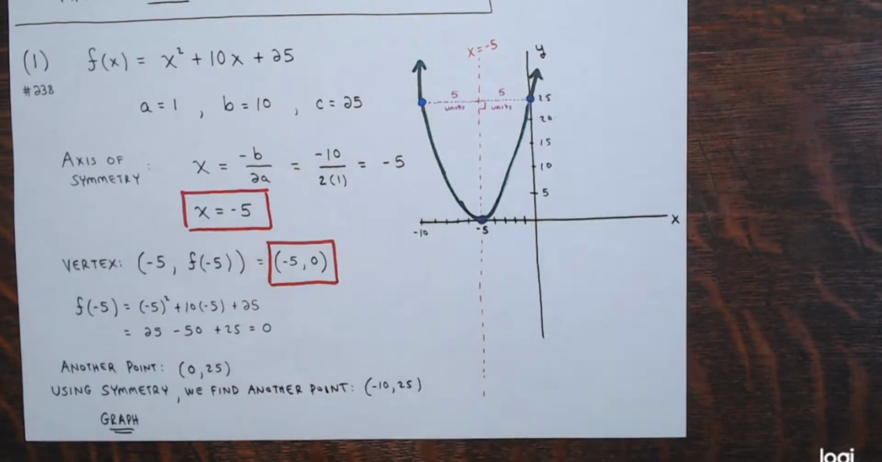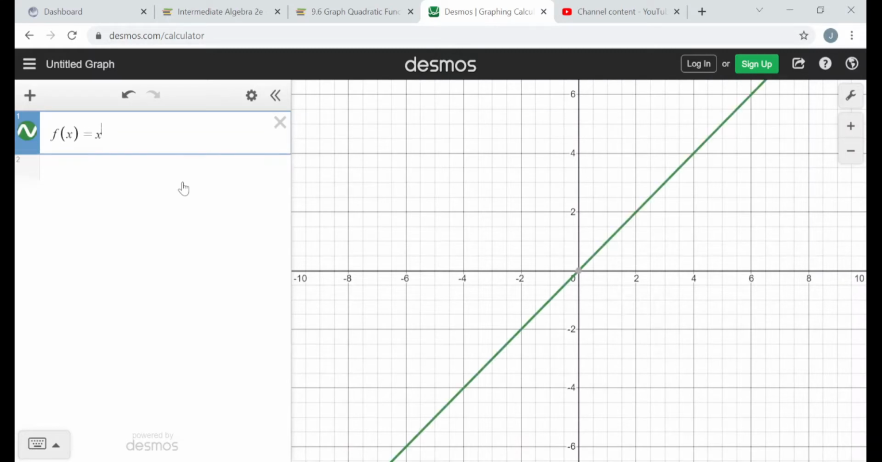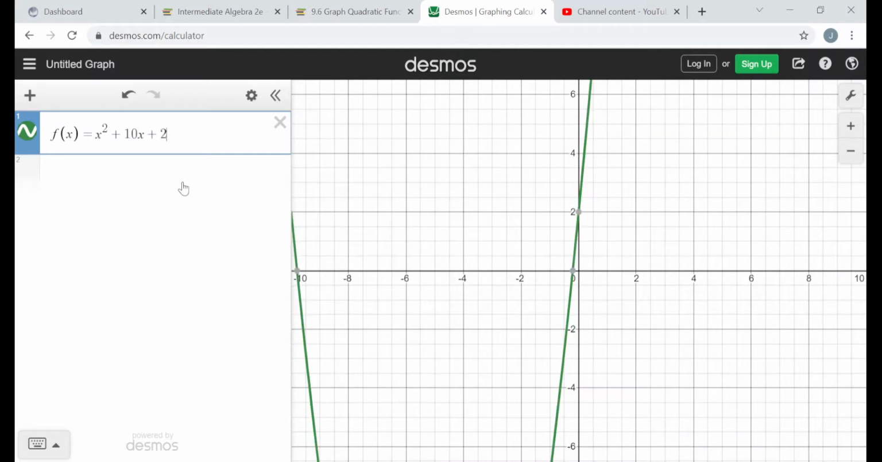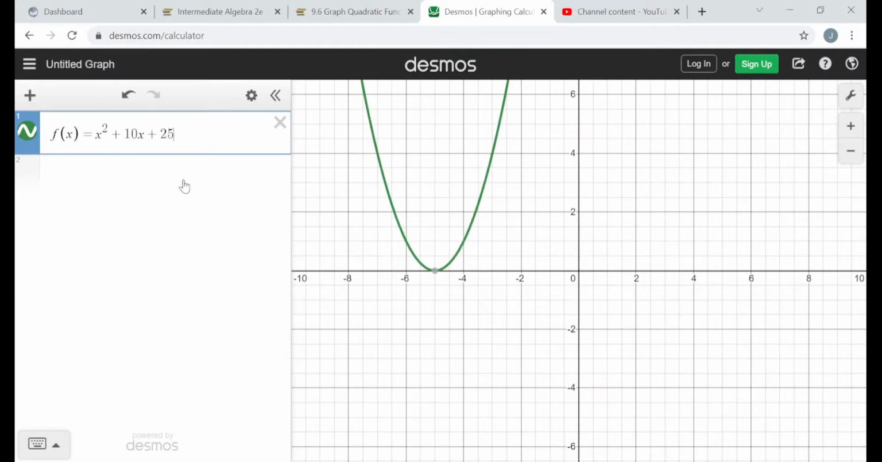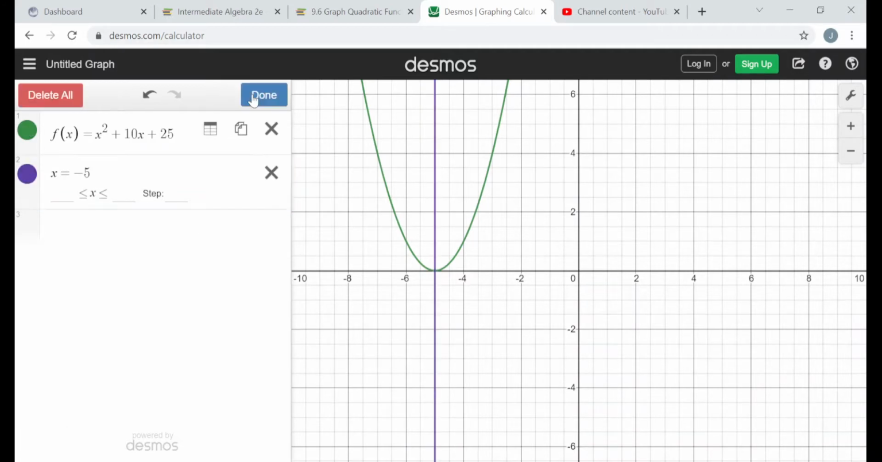Now let me show you a much better picture, of course. There's a free online graphing calculator at desmos.com. And I'm just going to enter the function we were given as is, f of x equals x squared plus 10x plus 25. And I'll also enter, let me show you the axis of symmetry, x equals -5. And I'll make it like a dotted line. Edit this and turn it into a dotted line.